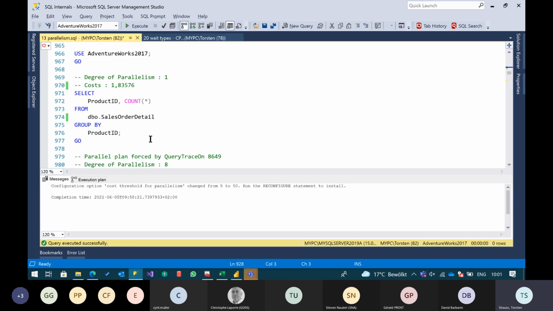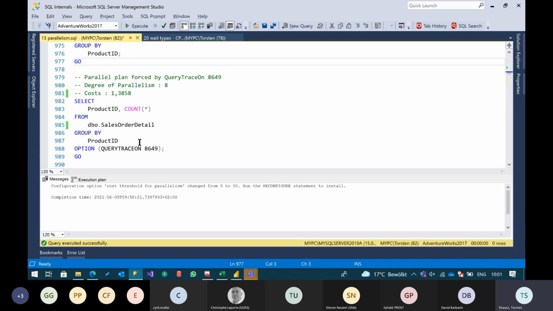And that is the reason why you have to be very careful with parallelism. Parallelism, again, is dependent on subtree costs, but subtree costs are based on cardinality estimation. So when your statistics are stale, the costs are completely wrong, and therefore the choice to run the query in parallel might also be wrong.